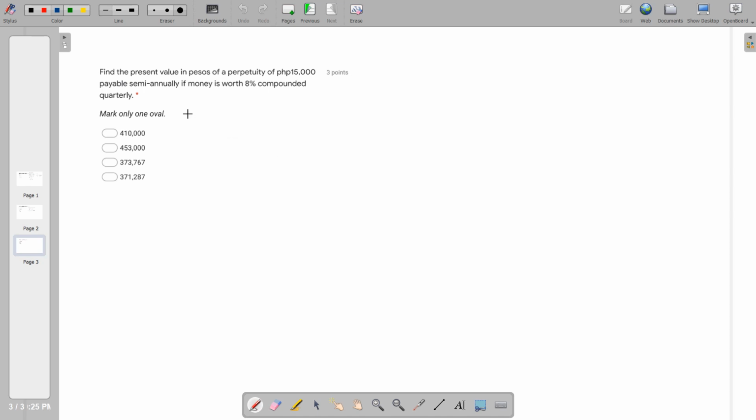Find the present value in pesos of a perpetuity of 15,000 pesos payable semi-annually, if money is worth 8% compounded quarterly. The present value is unknown here. Again, we are talking about a perpetuity, but you need to convert to the semi-annual compounding interest. The given is quarterly. We will get a semi-annual equivalent of that 8% compounded quarterly. So we have 8% compounded quarterly into an equivalent rate compounded semi-annually.